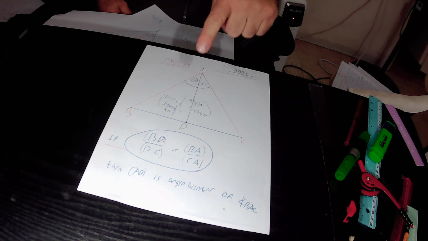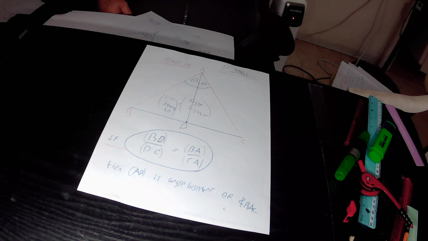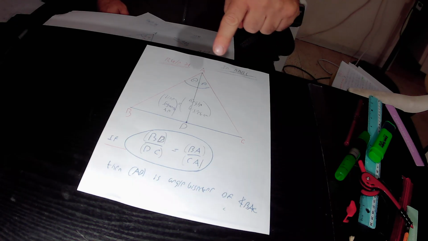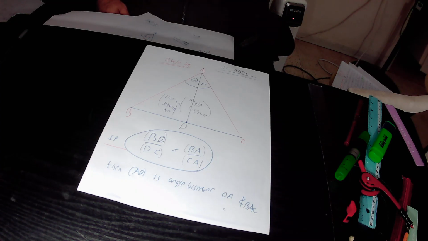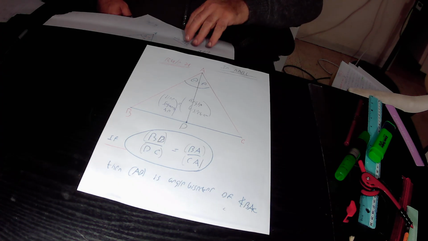We don't know that AD is the angle bisector, but we know that line segment AD divides the sides of this triangle ABC proportionally. That is to say, we know that BD over DC equals AB over AC, and because of this, line segment AD must be the angle bisector of this triangle ABC. So, Rule 21 is the converse rule of Rule 19.